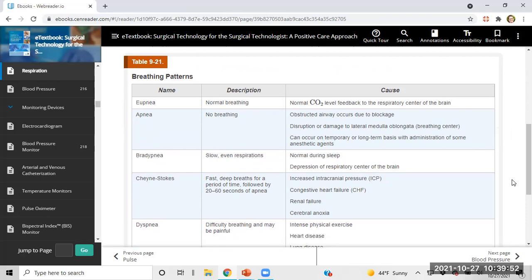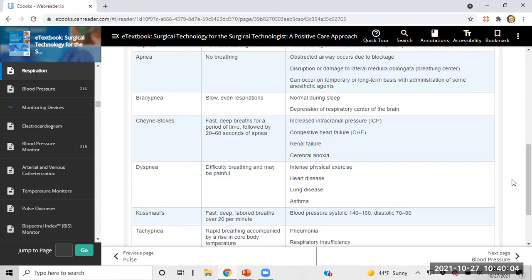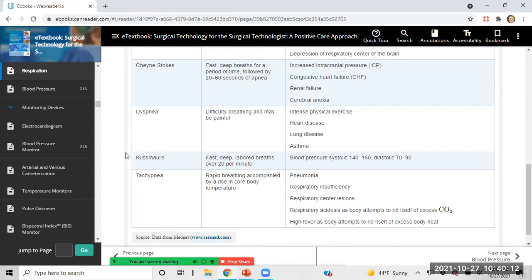Breathing patterns. These are different types of breathing patterns that you'll see in the OR. Of course, eupnea is normal. If they're apneic, there is no breathing. Bradypnea, it's slow. Cheyne-Stokes, this is fast breathing for a period, and then apnea. And then they'll go back into fast breathing and then apnea. Dyspnea, they're having difficulty and it could be painful. Kussmaul's, this is fast and deep, and you'll see this a lot of times in an acidosis state. I've seen this. This is pretty common in ketoacidosis in diabetics. Tachypnea, this is rapid breathing.